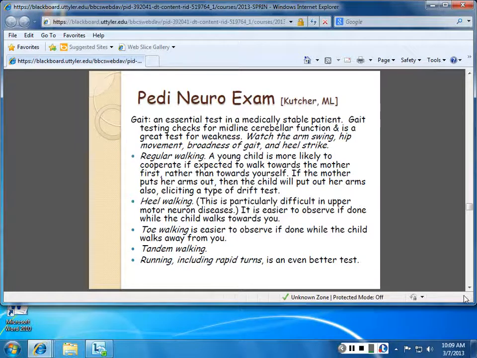A few hints, if you're asking a child to walk and look at their gait, have them walk towards their mother. They're more likely to go to their mother than they are to you, and you can watch them walking away from you. If they're old enough to do heel walking, have the child walk towards you. This is going to show if they have any upper motor neuron diseases. Toe walking, again, if the child's walking away from you, have them walk to mom and have them walk on their tippy toes. Tandem walking. Running, including rapid turns, is an even better test. You play ball with them.